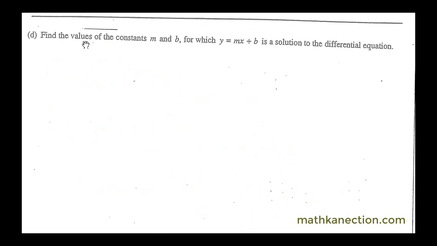Then in part D, we want to find the values of the constants m and b for which y equals mx plus b is a solution to the differential equation. If y equals mx plus b is the solution to the differential equation, and we differentiate y, we get m, so this derivative should equal the differential equation. So m is equal to 1/2 x plus y minus 1.